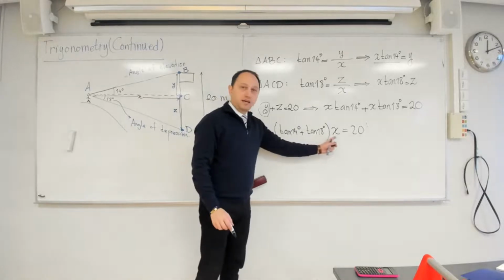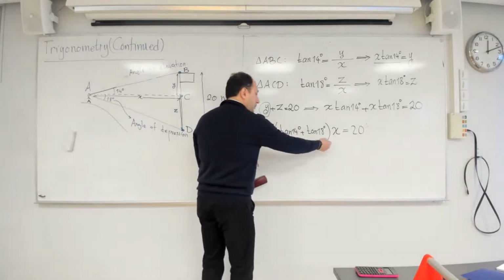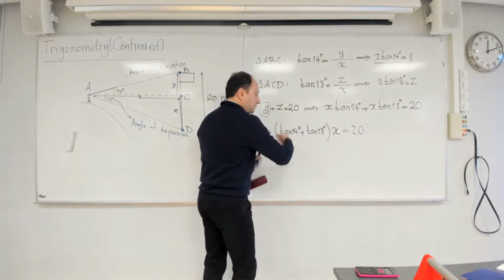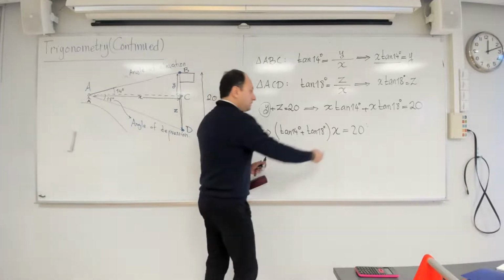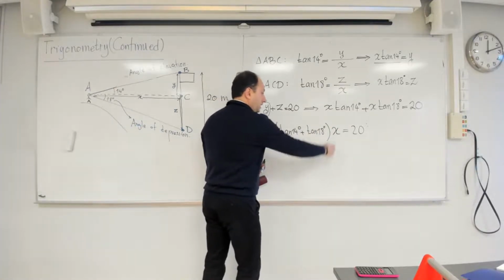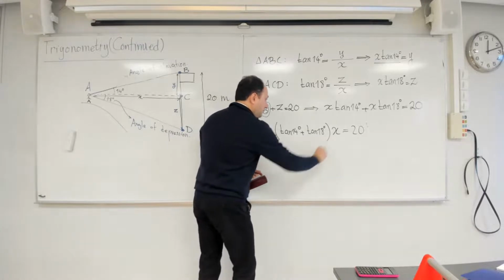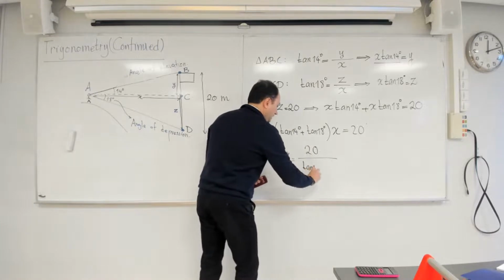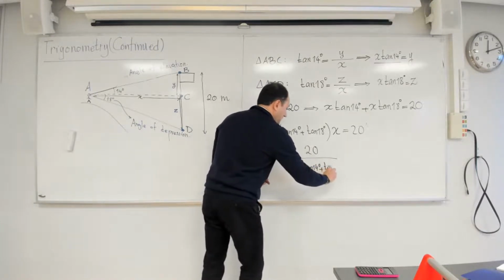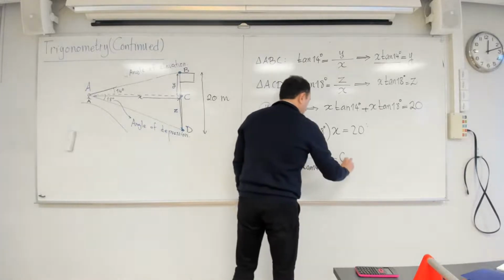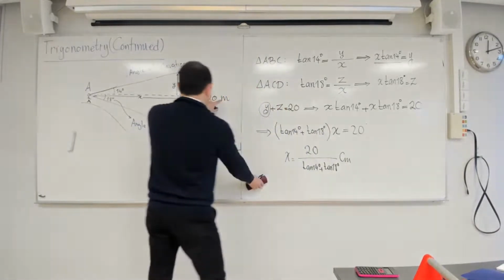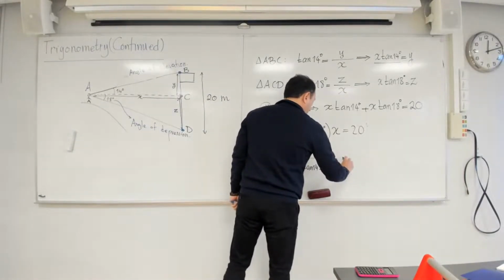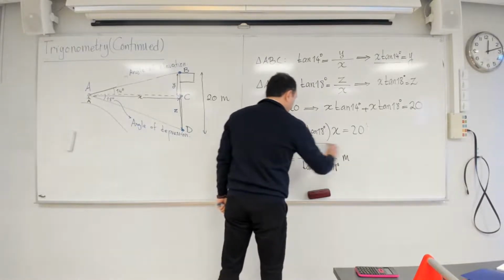So I need to make x alone. And this is the coefficient of my x. If I want to make x alone, I have to divide by this number. If I divide by this number, this is gone, x is left. I have to divide 20 by this number as well. Tangent 14 degrees plus tangent 18 degrees centimeter. Oh, sorry, it is not centimeters. The length unit is meters. So that is meters. This is the exact value.